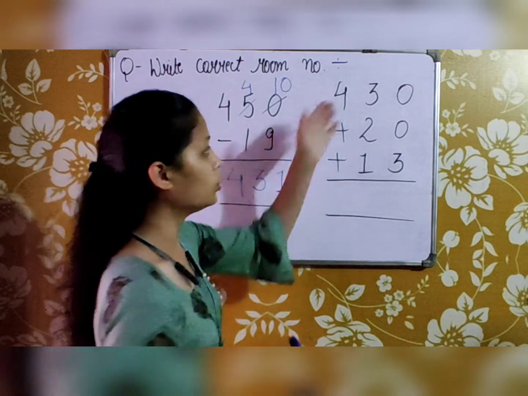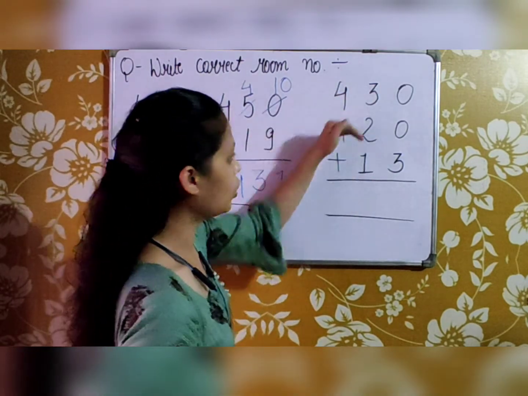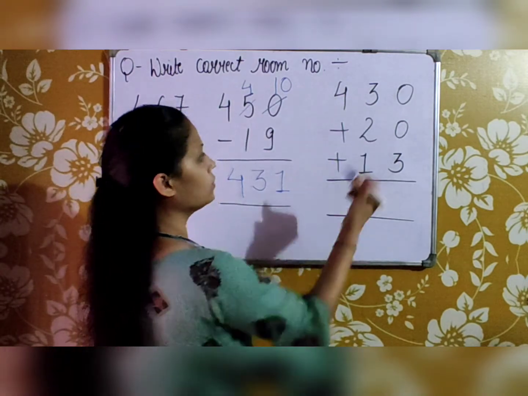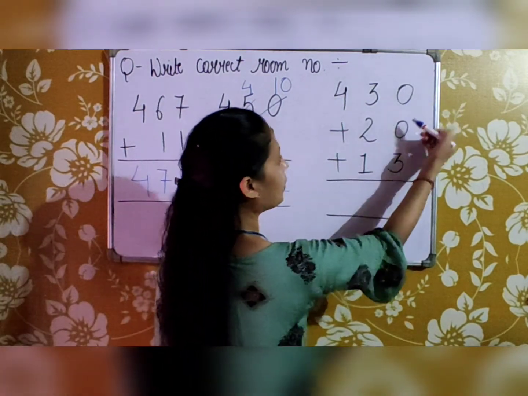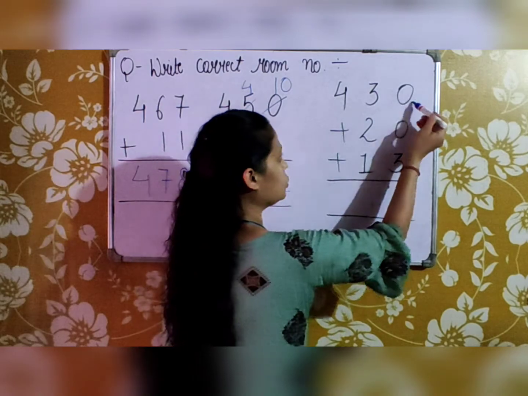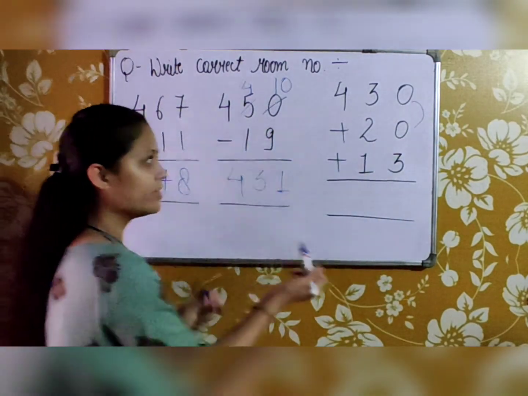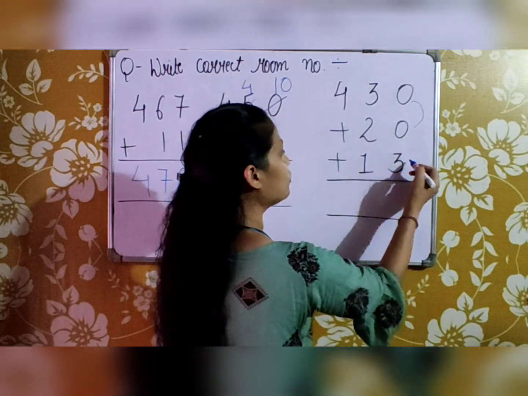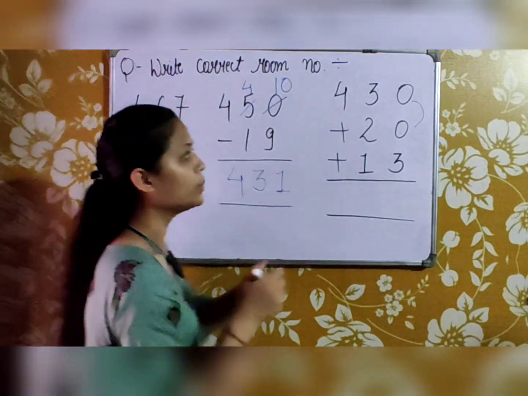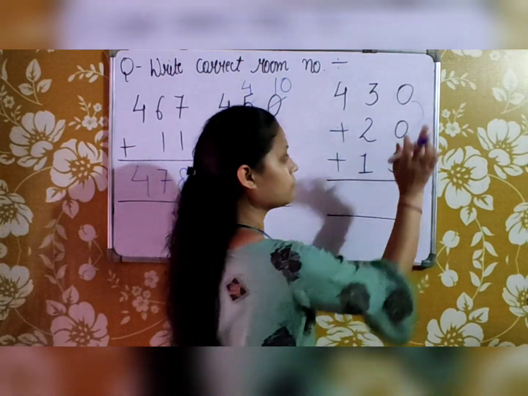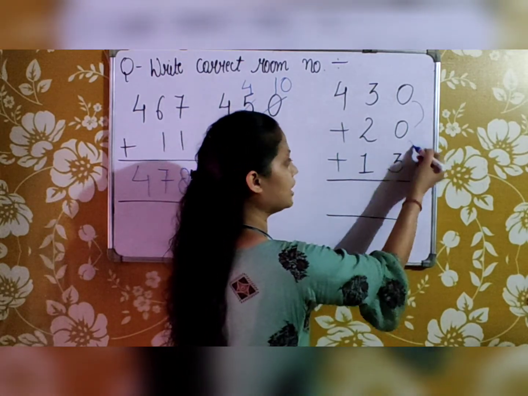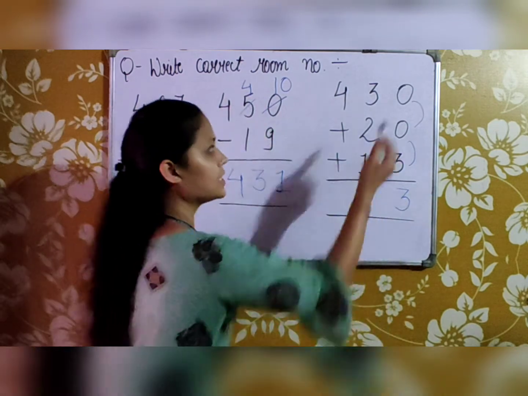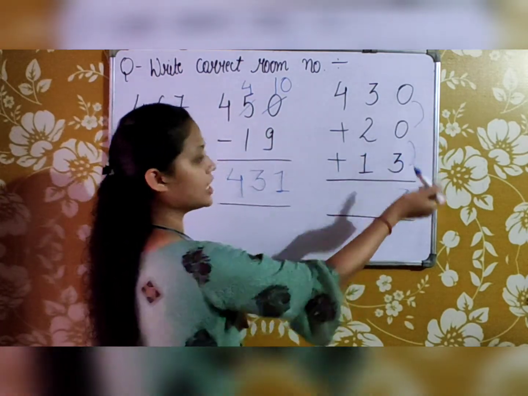Here we have to do a three-row sum. First we will add 2 numbers, then whatever answer comes, we will add the third number to it. 0 plus 0 is 0. 0 plus 3 is 3. 0 plus 0, 0. And 0 plus 3, 3.